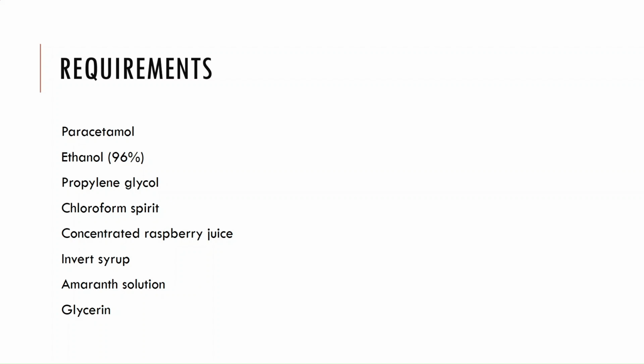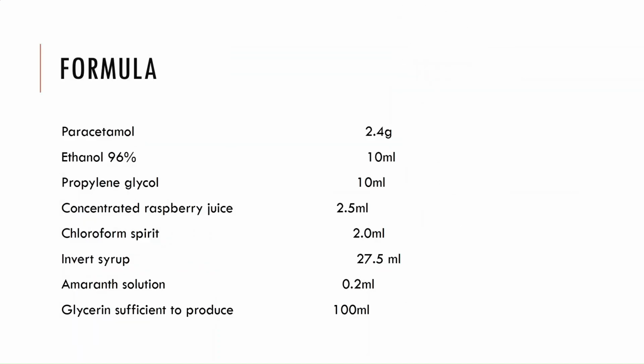Amaranth solution, and then we need glycerin. Those are our requirements. Here comes the formula. What is our formula? In case we want to prepare 100 ml of this specific elixir, we use this formula. In case you want to prepare 200 ml, you expand or enlarge this formula. In case you want to prepare 50 ml of your pediatric paracetamol elixir, you reduce this formula.